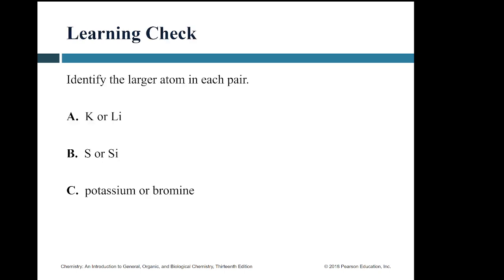Let's identify the larger atom in each pair. Will it be potassium or lithium? Potassium, you got it, because it's lower on the periodic table, a lower period. Sulfur or silicon?